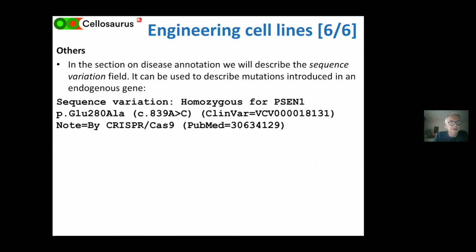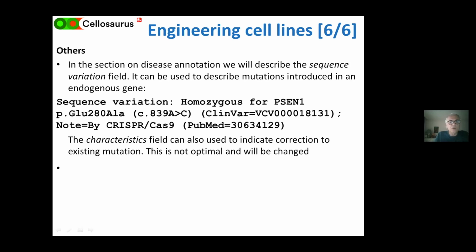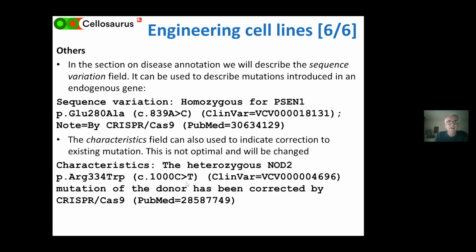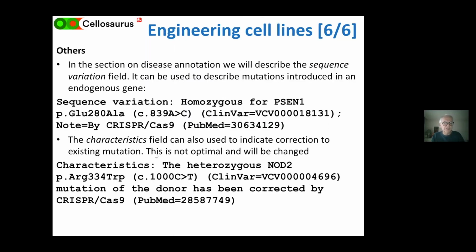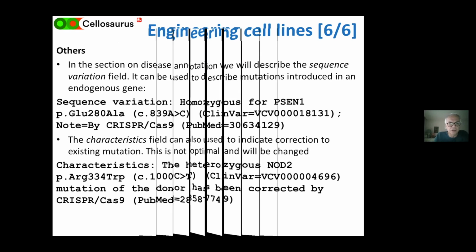Just two last things about it. When we describe disease, which I think is the next thing, we'll basically speak about the sequence variation field. And we also sometimes use information about how a variation has been introduced using a method like here, CRISPR-Cas9, or when a mutation has been corrected using a method, engineering. This is not optimal and should be modified, putting not the characteristic comments, but sequence variation comments.